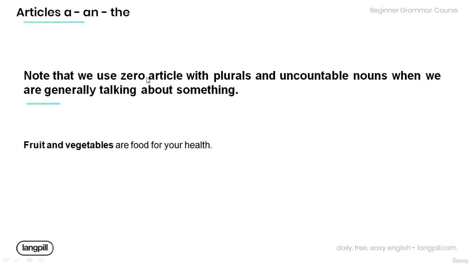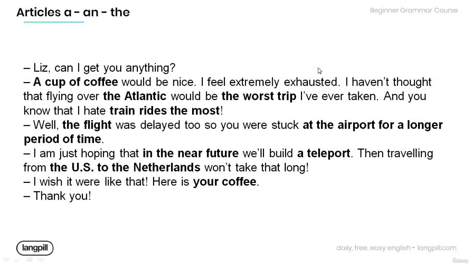Also note that we use zero article with plurals and uncountable nouns when we are generally talking about something, as in this sentence below. Fruit and vegetables are food for your health. Here's a short story using articles a, an, and the. Listen as I read so you see how they are used in real-life conversation. After I'm done, make sure you understand all the grammar and read aloud yourself to work on your own fluency and pronunciation.